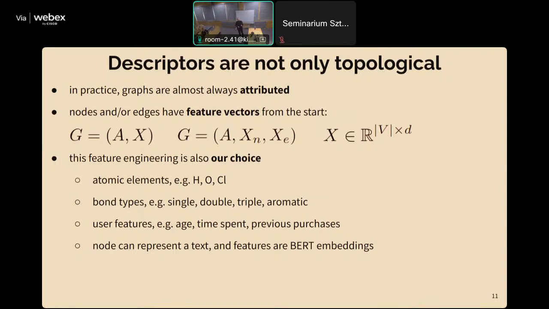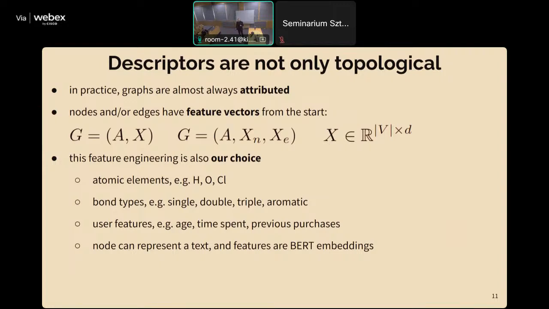And those feature vectors, of course, are our choice. We can describe how to compute them. For example, in chemistry, we have very many different ways to describe an atom. But they come very naturally from a domain or are crafted by us. We can use those atomic elements, we can use bond types, we can use user features, for example, because we can build those graphs ourselves. We can build features for users, for example, their age, number of purchases, total money they spent so far.